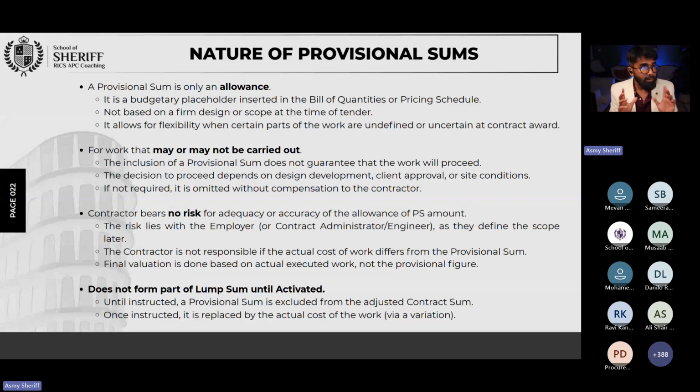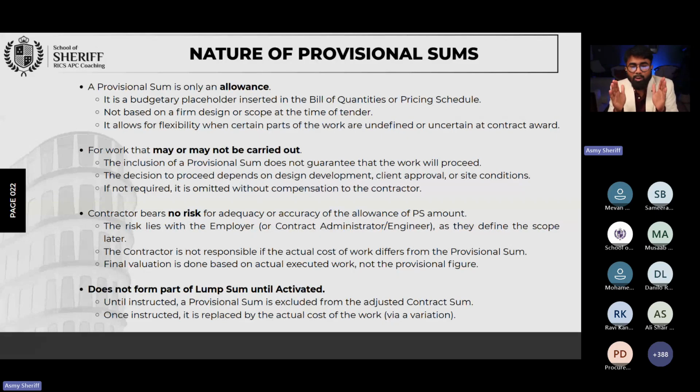Okay, remember that. Until you or the employer activates that provisional sum, it's not your contractual amount. So most of the time, unless the employer is very sure the included provisional sum will be executed, the employer will not pay the advance payment for that provisional sum.